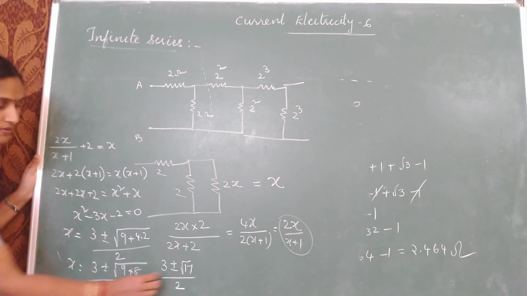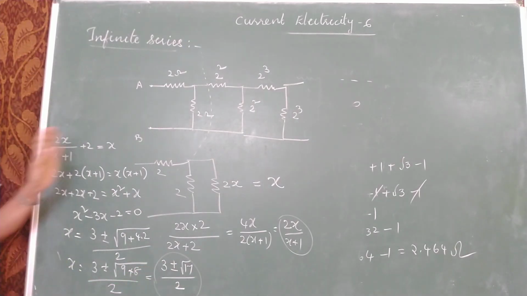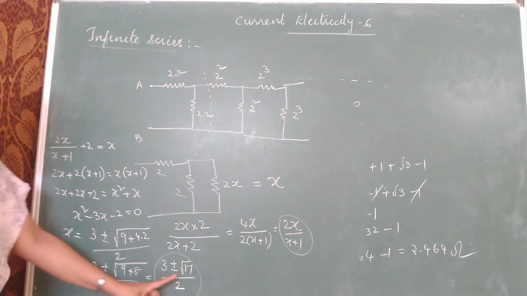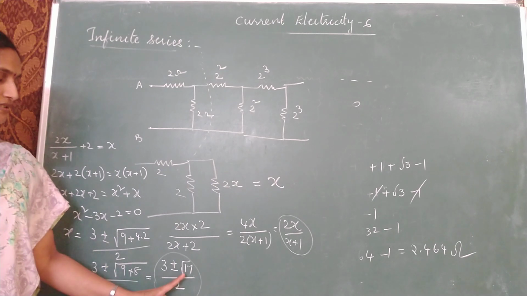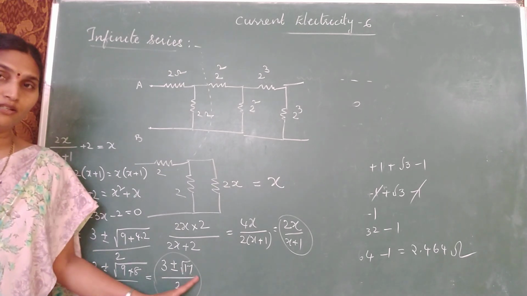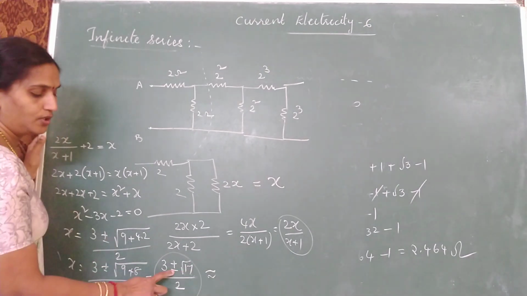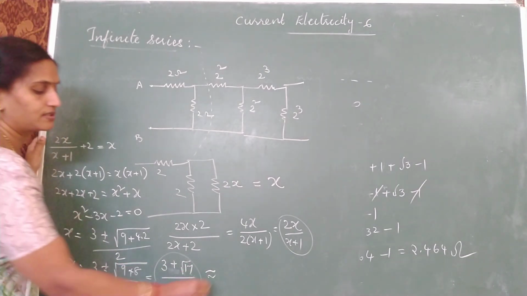So this will give you the equivalent resistance for this type of arrangement. Depending on the question, if you approximate root 17 as nearly equal to 4, then what will be the approximate answer? You cannot have a negative resistance, only a positive value.